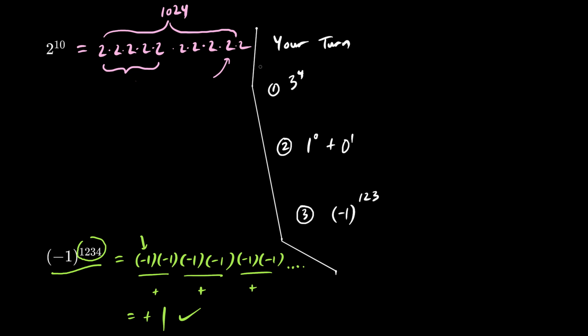And now it's your turn. What's 3 to the exponent 4? Number 2, what is 1 to the 0 plus 0 to the 1? And number 3, what is negative 1 all to the exponent 123?